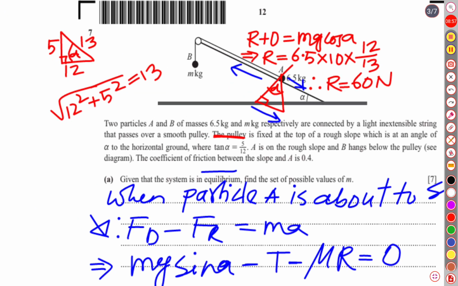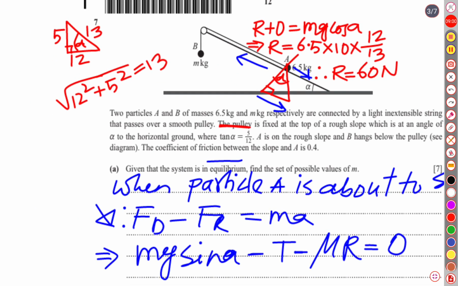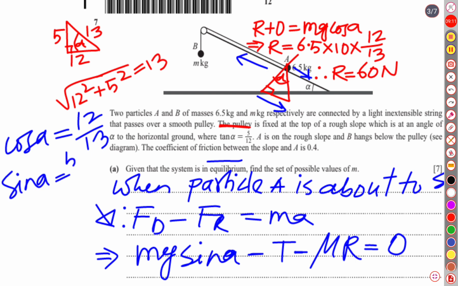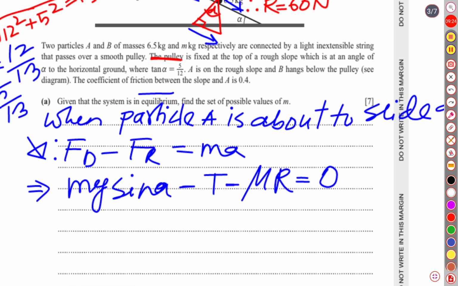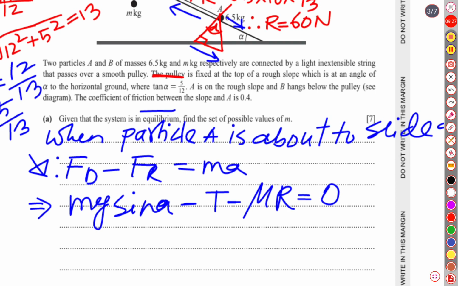Now let us see how much sine alpha is equal to. Cos alpha, we have already written, is 12 over 13. So surely sine alpha is equal to 5 over 13. Cos alpha was 12 over 13 and sine alpha is 5 over 13. So we are going to just substitute the values. The mass of the particle A is 6.5 kg, as written here. So 6.5 into acceleration due to gravity, which is 10, and sine alpha is 5 over 13.